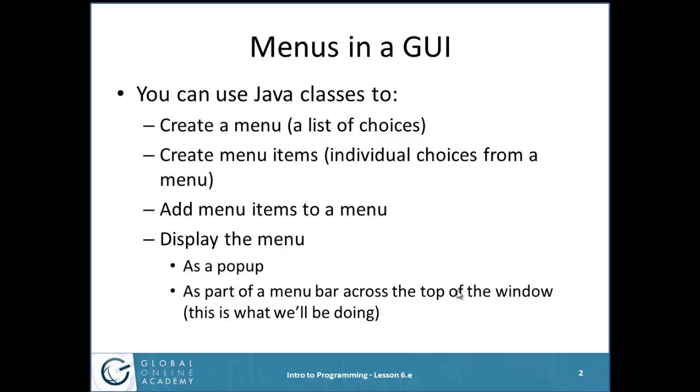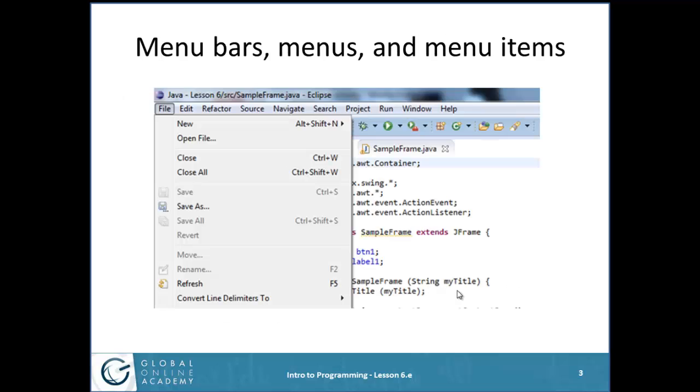And I can display the menu either as a pop-up or as part of a menu bar across the top of the window. Now that's what we're going to be doing in this video. We're not going to be displaying a menu pop-up, but we will be displaying a menu bar across the top of the window. Now let's get some terminology down so we know what we're talking about on the screen. I've put in a screen clip here from Eclipse. I know you're all familiar with that.